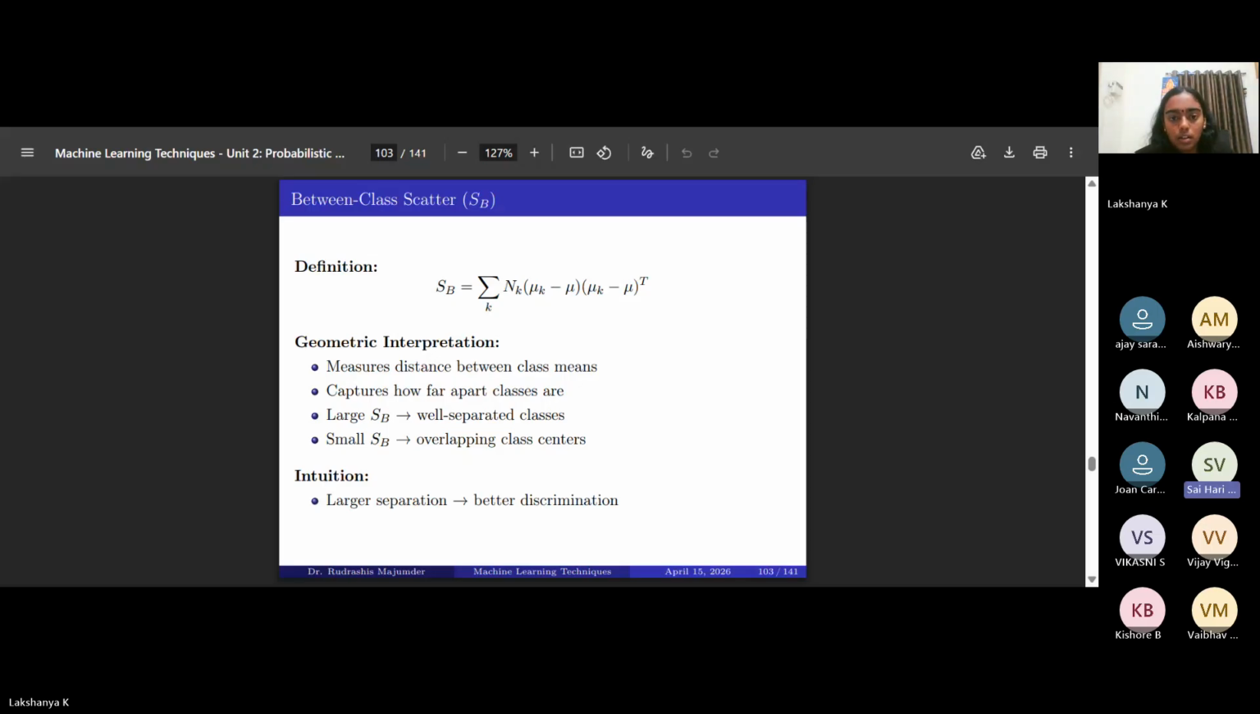What's NK? N is the number of points, just weights for each class based on class imbalance. K represents each class.